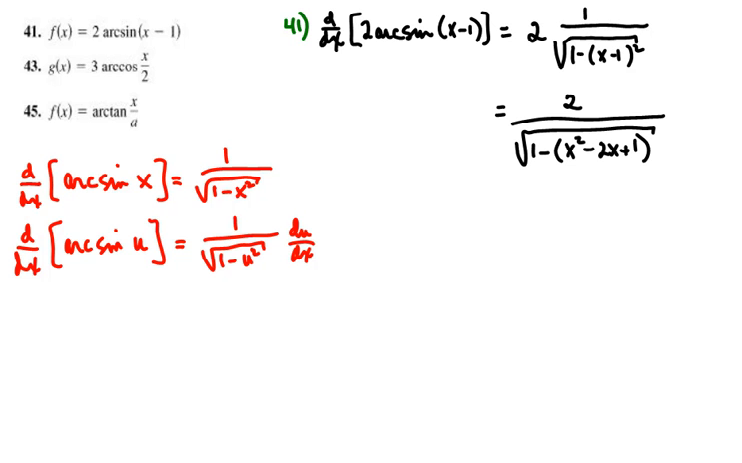So when we expand out that x minus 1 quantity squared, we get 1 minus the quantity x squared minus 2x plus 1. And when we distribute the negative 1 to each of the terms in there, I think you can see that the 1 and the negative 1 will both cancel, will zero out, and we'd be left with something like 2 over the square root of 2x minus x squared. And I think that's all we have for that.